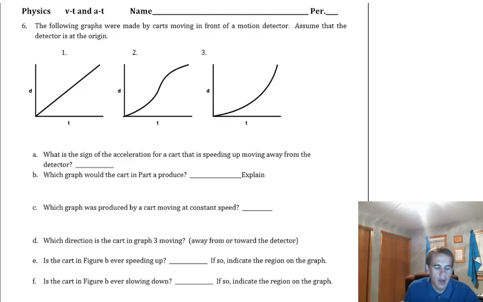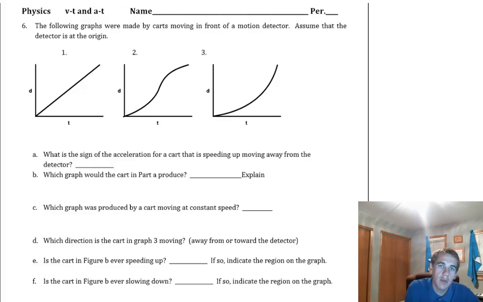Okay, and so I messed up and I've got A's and B's interchanged with 1's and 2's, but I think you can figure it out. So the following graphs are made by carts moving in front of a motion detector. Assume that the detector is at the origin. A. What is the sign of the acceleration of the cart that is speeding up, moving away from the detector?